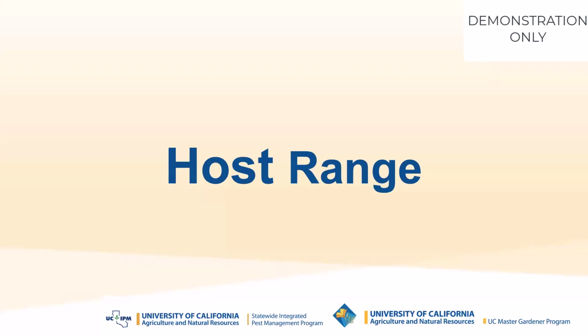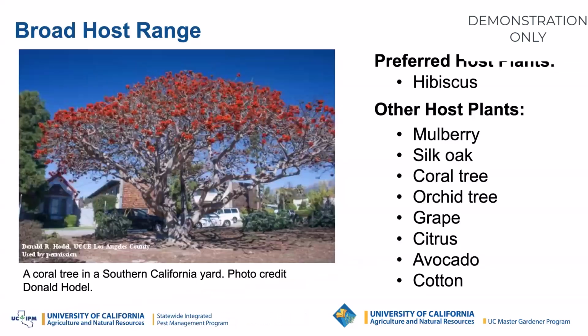Moving on to the host range of the pink hibiscus mealybug. What is a host range? A host range refers to the variety of plants an insect can infest. The pink hibiscus mealybug has a broad host range, meaning it can infest many different kinds of plants. This adaptability means that it can spread and reproduce more easily than other insects.